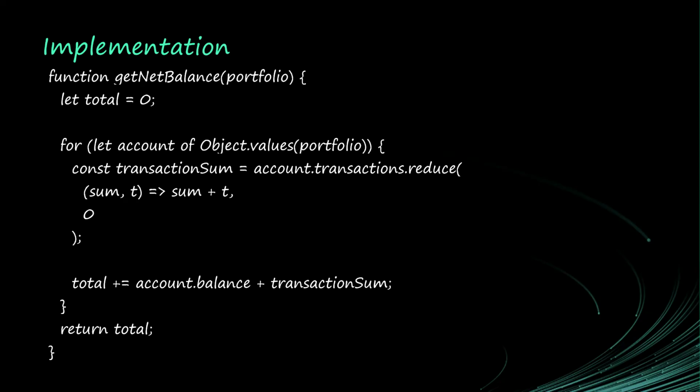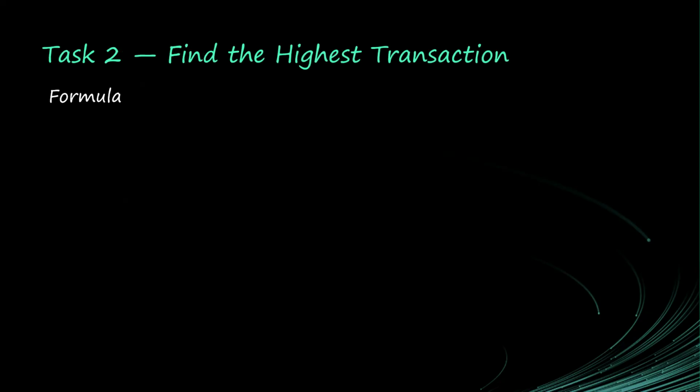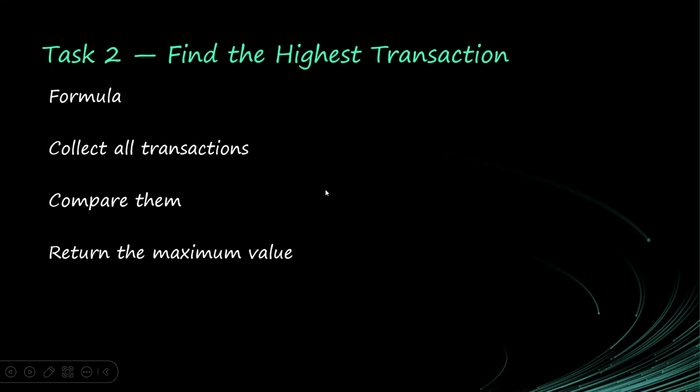Okay. All right. So the next thing is to find the highest transaction. So the formula is, first of all, we have to collect all the transactions from the portfolio object. We have to collect all the transactions. Once we collect each and every one of them, we will now compare them to find the highest transaction. We could actually still use math.max. Once we have collected all the transactions, we can now use math.max. So we return the maximum value.